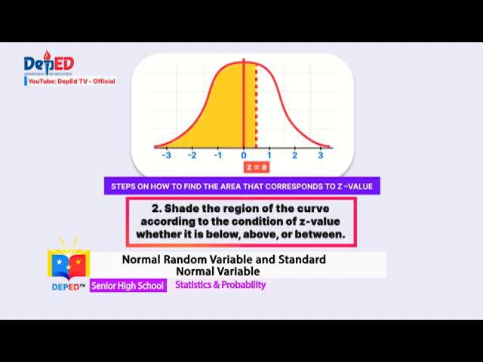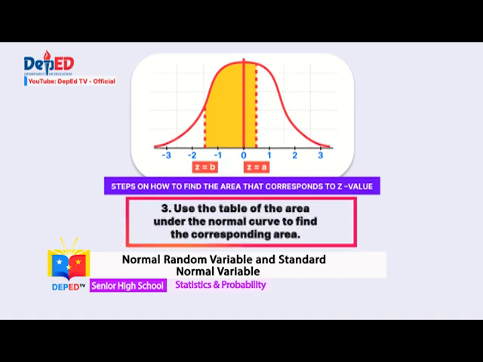Below meaning the left side of the z-value is shaded. Above meaning the right side of the z-value is shaded. And between meaning the shaded area is between the two values. The third step is to use the table of the area under the normal curve to find the corresponding area.